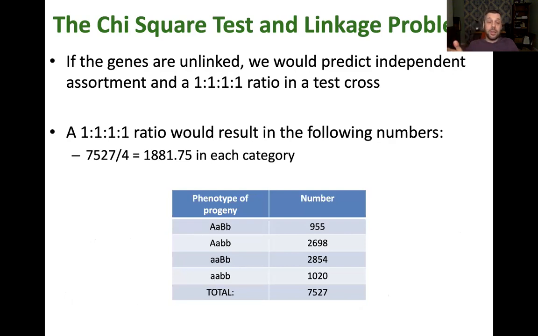So what does that mean from a number perspective? If that was true, we would expect to see 7,527 divided by 4, which is 1881.75 in each category, which we clearly don't see, right? It's not even close. So we don't expect these to be sorting independently.